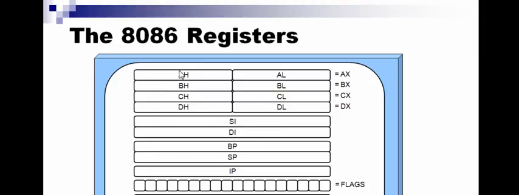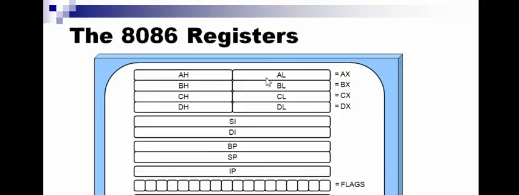On the top you can see we have registers like AH and AL. This is actually a 16-bit register called AX, which can be used as an 8-bit lower half and an 8-bit upper half. So we call them AL and AH. It's what we call the accumulator.